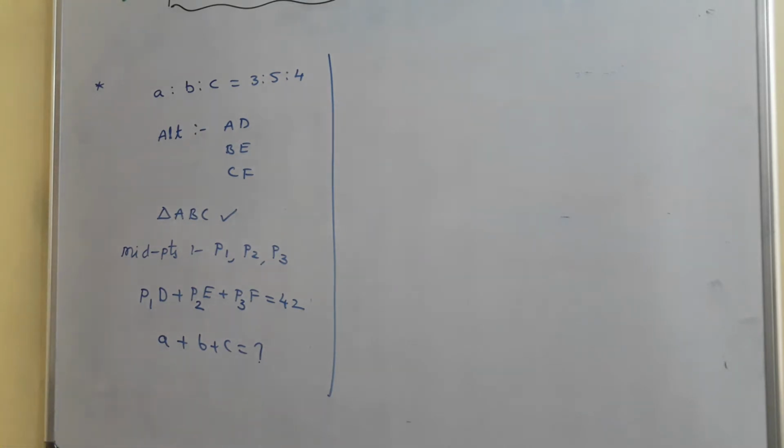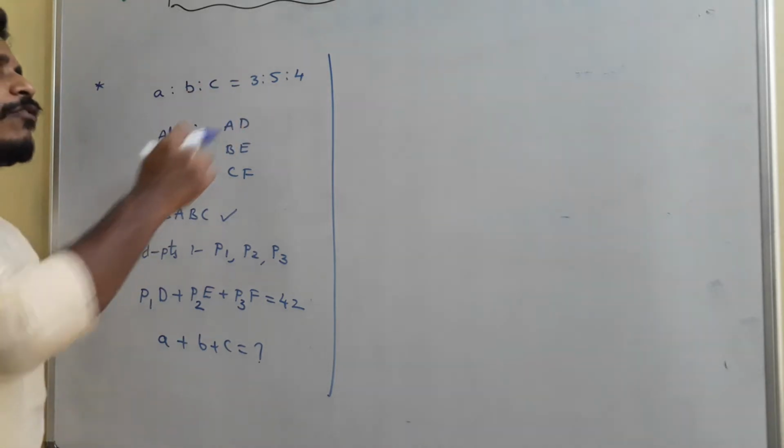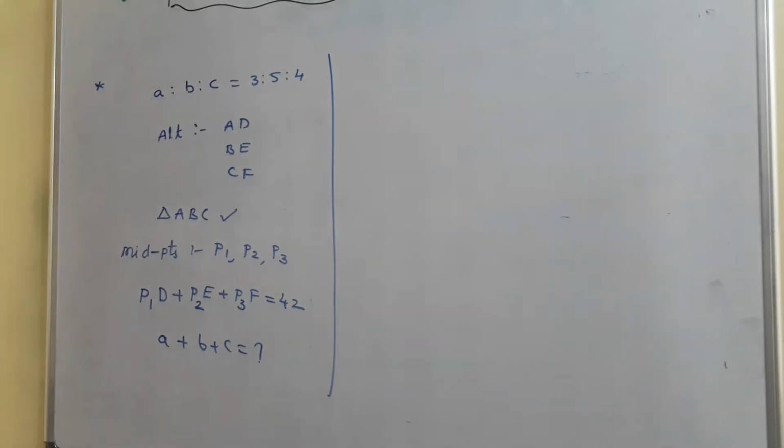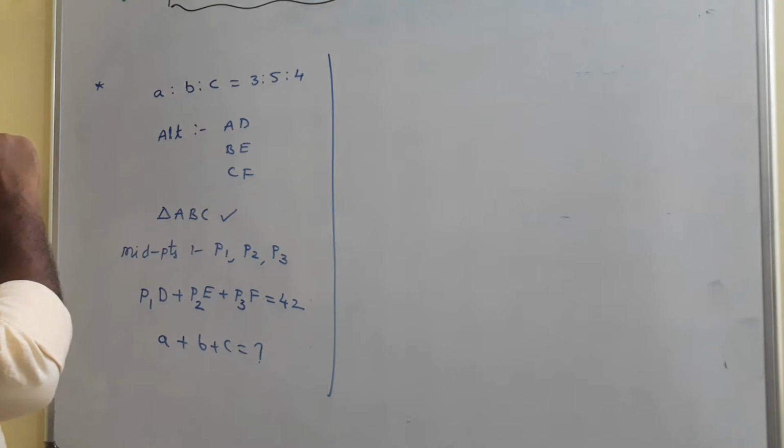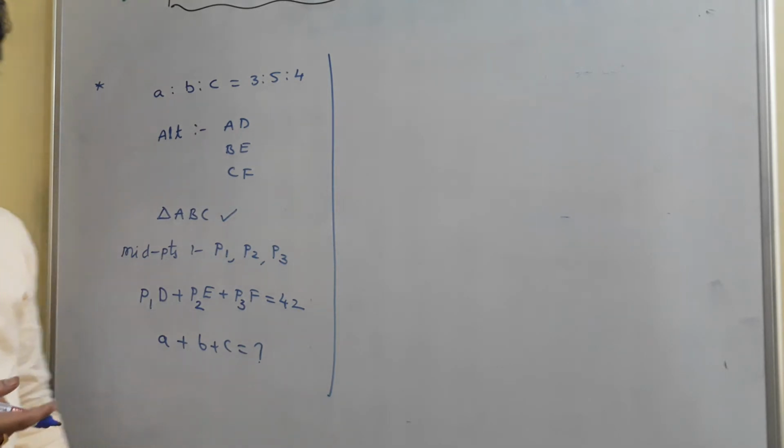If you go with a diagram, the sides are 3, 5, 4. It in turn represents that maybe it's a right angle triangle actually. 3, 4, 5 will form a right angle triangle, right? AD, BE, CF are the altitudes. 3, 5, 4 is given. A square plus C square is equal to B square, right?